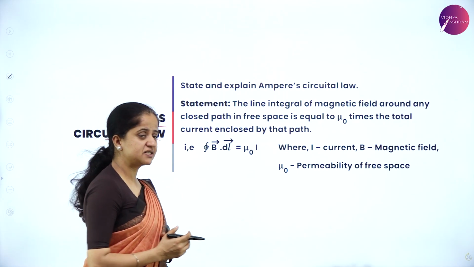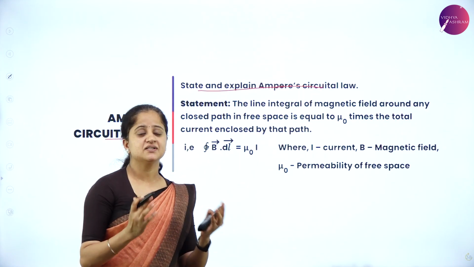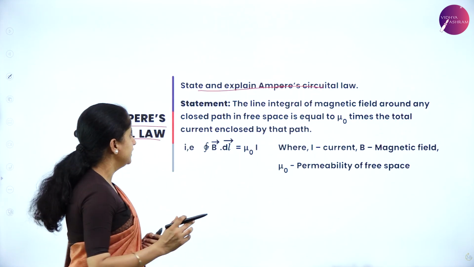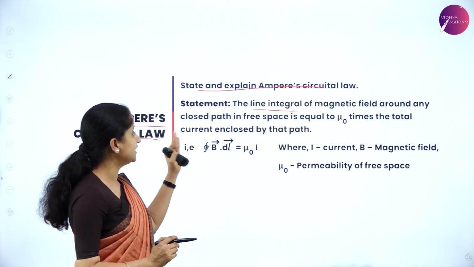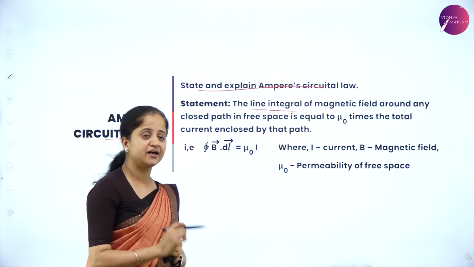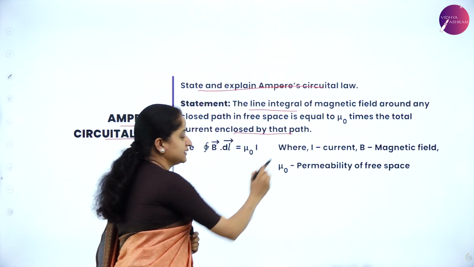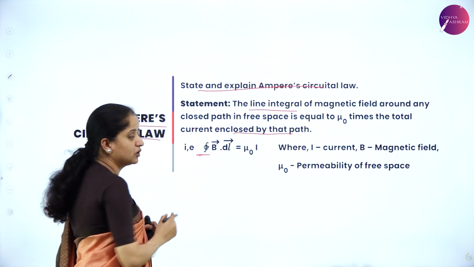So you will have a question in examination like, state and explain Ampere's circuital law. What is the statement of Ampere's circuital law? It says that the line integral of magnetic field around any closed path in free space is equal to mu naught times the current enclosed by that path, which means Ampere's circuital law can be applicable only for closed surface.